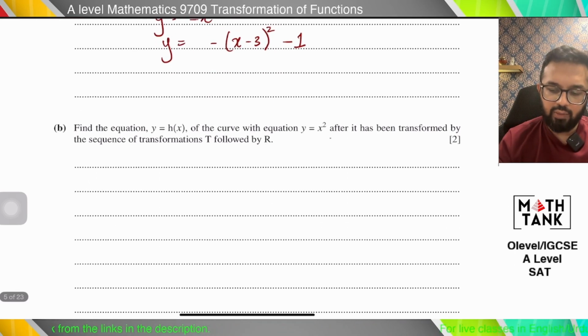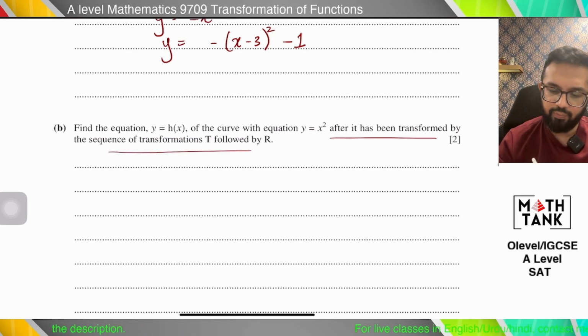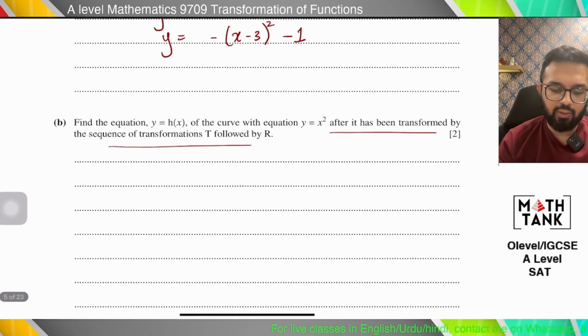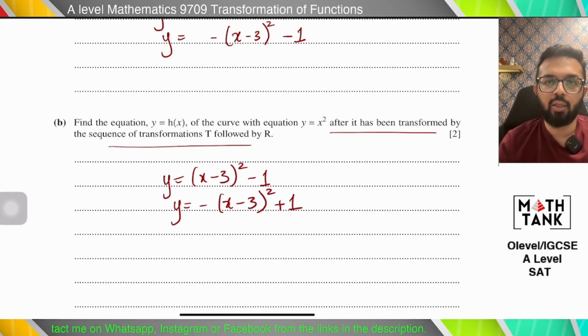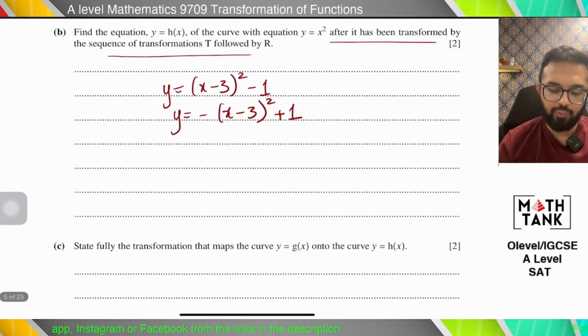It says then if it has been transformed by a sequence of T followed by R, so that's in the reverse, then first I get x minus 3 whole square minus 1, and then when I do a reflection it becomes minus x minus 3 whole square plus 1, because then the negative sign comes with all of them.